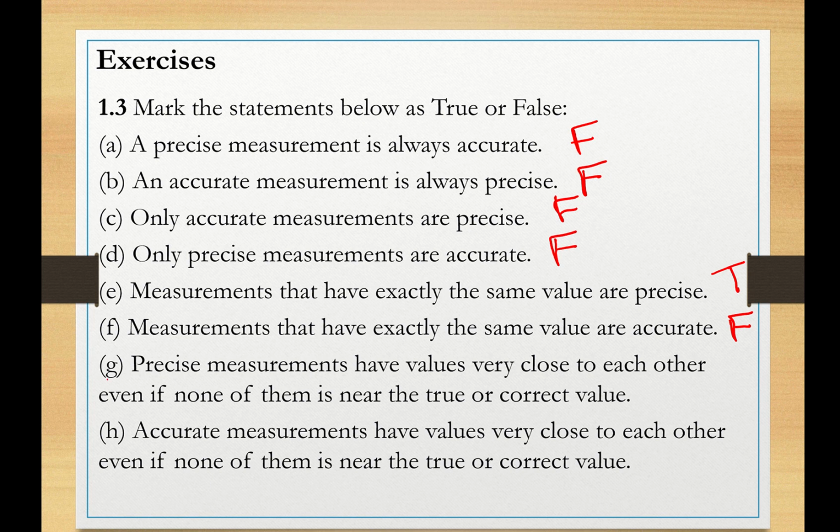Precise measurements, let's go to G. Precise measurements have values very close to each other, even if none of them is near the true or correct value. Of course, that's true. And the last one, inaccurate measurements have values very close to each other, even if none of them is near the true or correct value. That's false, because we have just said many times that accuracy refers to how close the average value or the actual measurement is to the true value, not how close they are to each other.